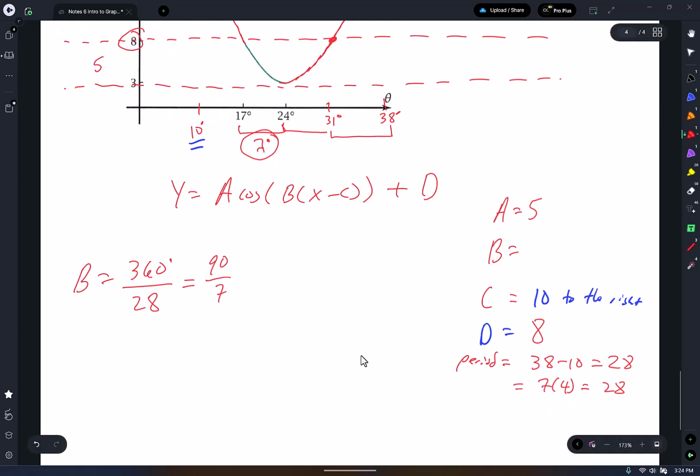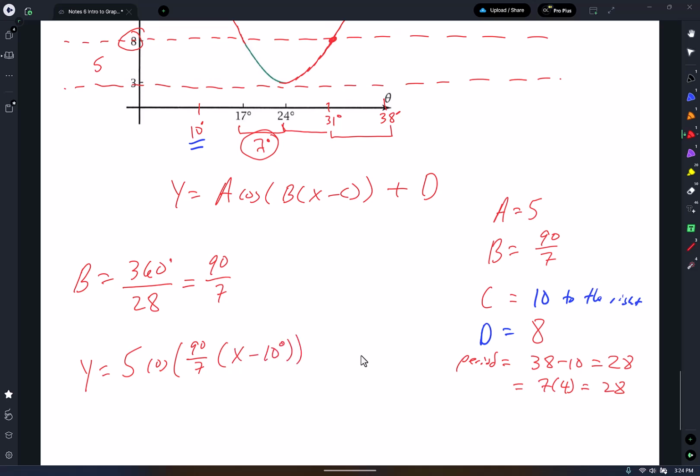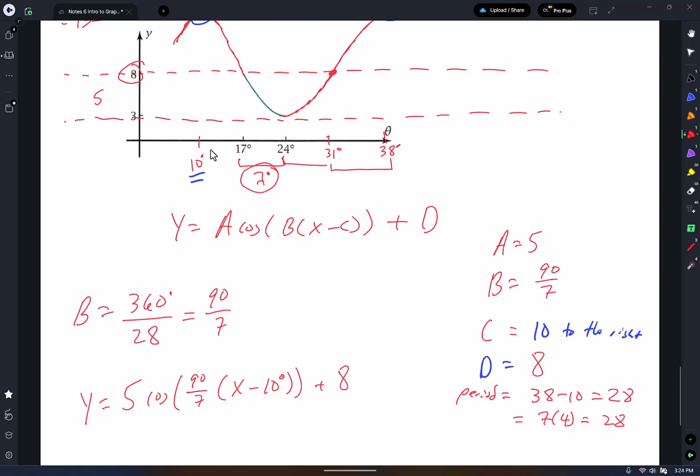All right, here's my equation. Y equals 5 cosine, open parenthesis, 90 over 7, open parenthesis again, x minus 10 degrees, close, close, plus 8. I'm going to type it in my calculator, and I'm going to check if I got the same thing as this. Really, I'm just going to check these three right here.